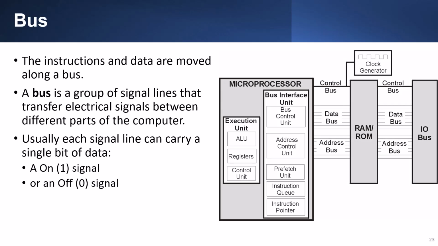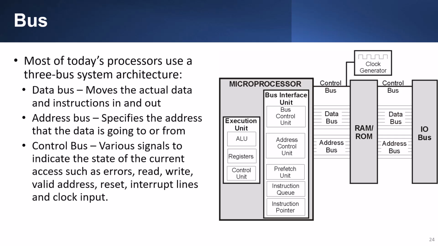Instructions and data move along a bus, which is a group of signal lines that transfer electrical signals between different parts of the computer. Usually, each signal line can carry a single bit of data. Most of today's processors use a 3-bus system architecture, which includes the following. The data bus moves the data instructions in and out of the processor, while the address bus specifies the address that the data is going to or from. The control bus is used to send the control signal, such as when to read or write, reset, interrupts, or errors.